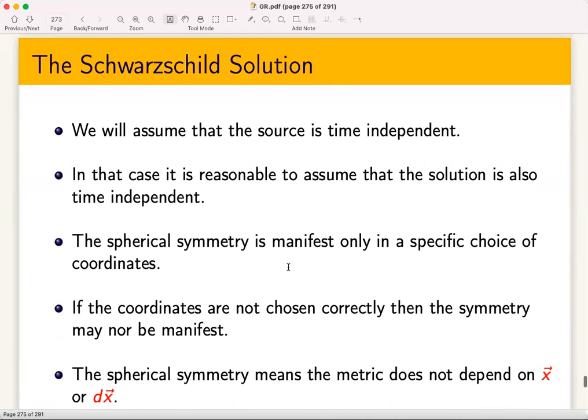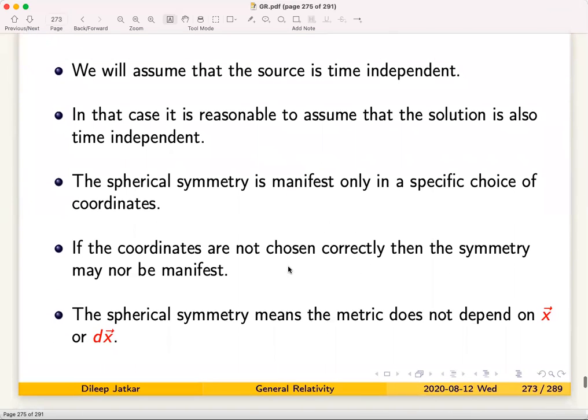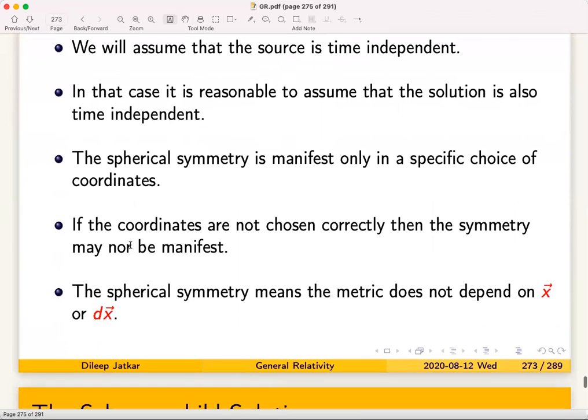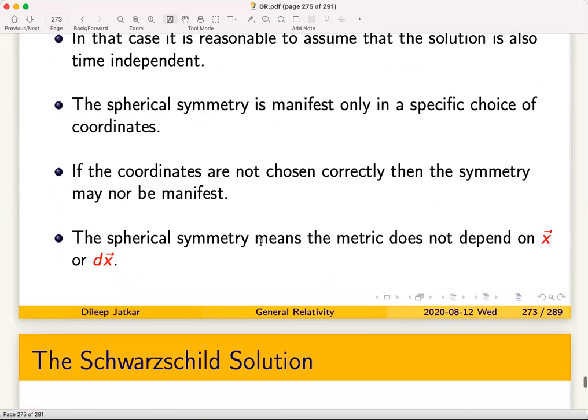Okay, fine. Yeah, there's a typo here. That's what I was saying, that if the coordinates are not good, the symmetry may not be manifest, but let's not do that. Okay, fine.